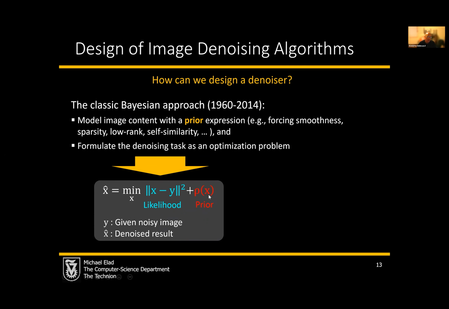You cannot be anything you want. You have to be smooth, you have to be sparse, you have to be something that aligns with what we expect images to behave like. And then you can minimize this in iterative methods or find a direct method to apply something that is in the spirit of what you see here, and you end up with X hat, your denoised result.